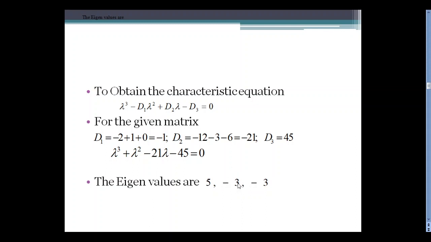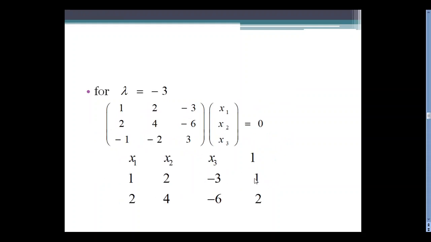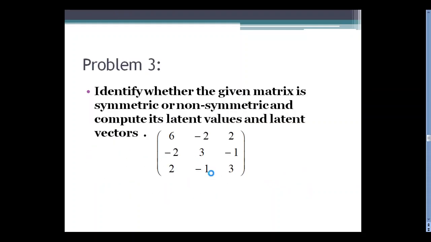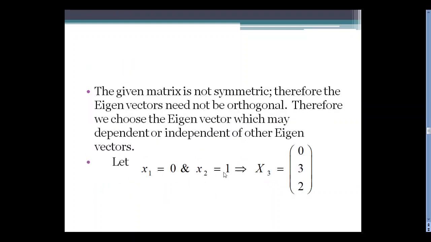And we assigned x1 equal to 1 and x2 equal to 0. Now this one is also for minus 3, so for that one also we have to assign x1 equal to 0 and x2 equal to 1, and we get the third eigenvector. So hence you got the eigenvectors x1, x2 and x3.